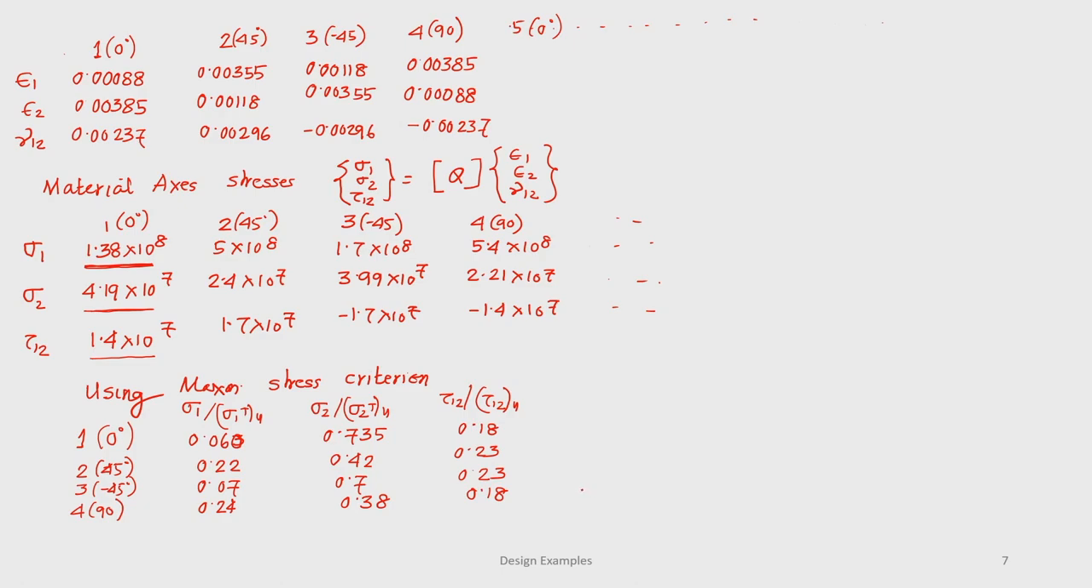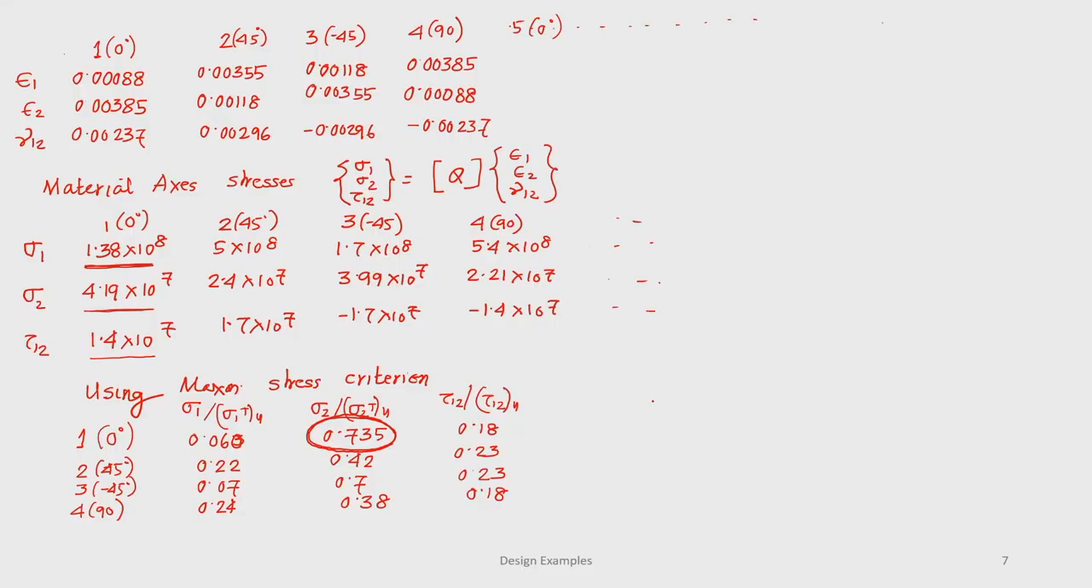Now, if you look at this, what we have done is the material axis stresses are compared to the corresponding strength, and we can see that among all these, this is the highest. That means, if we increase the load, then this lamina 1 in the transverse direction will first reach its corresponding strength. When this is equal to 1, it fails. Now, under this loading, it does not fail. So, how far is it from the failure?